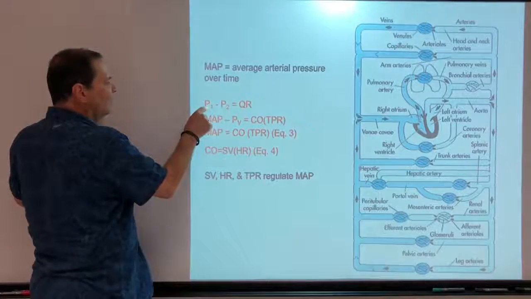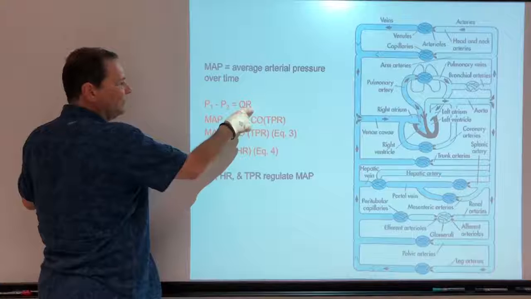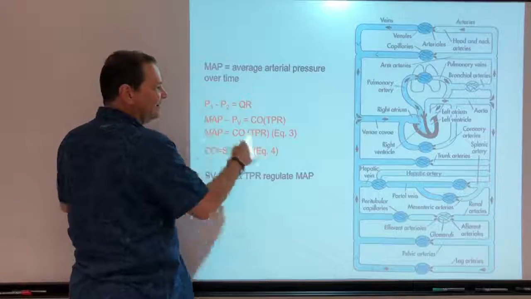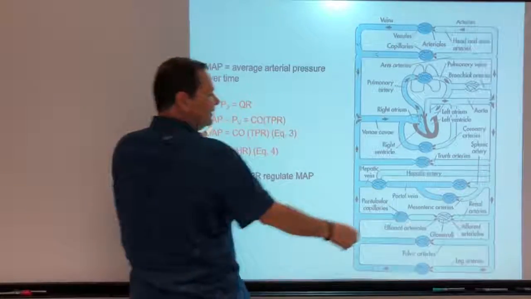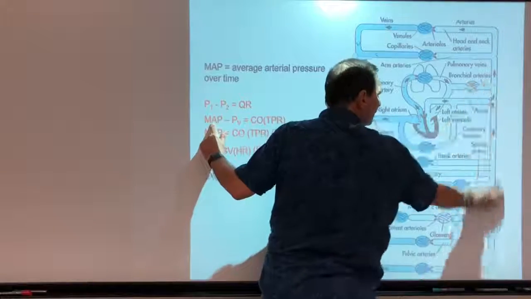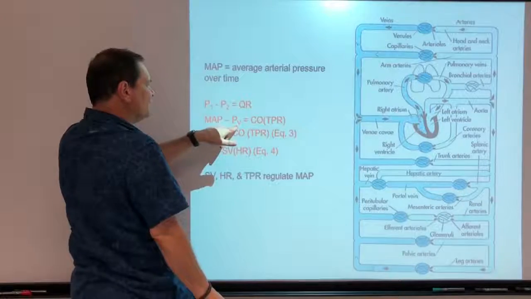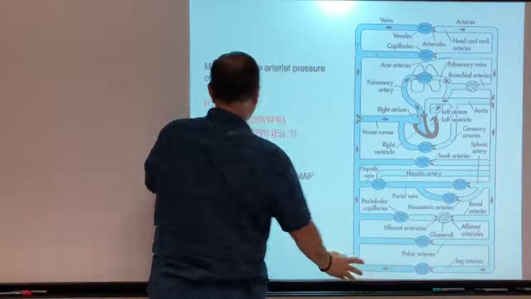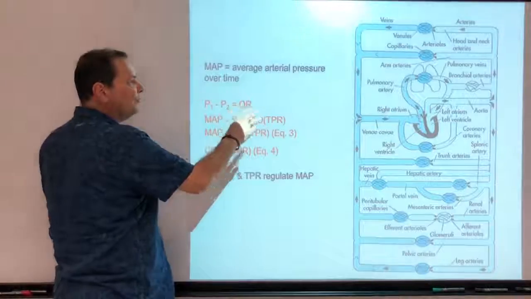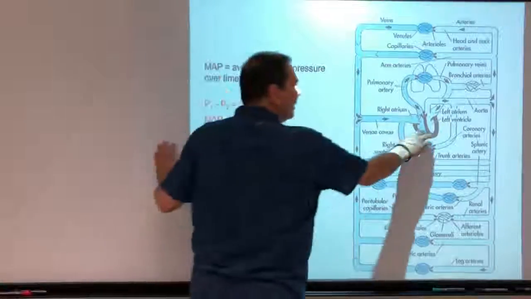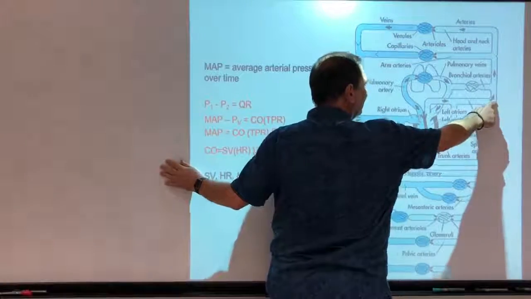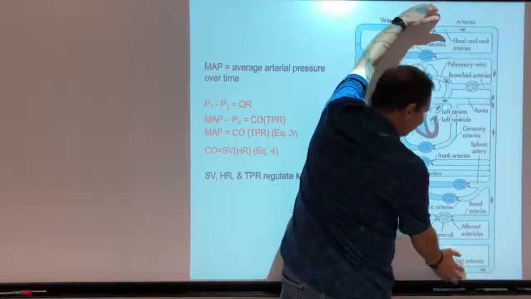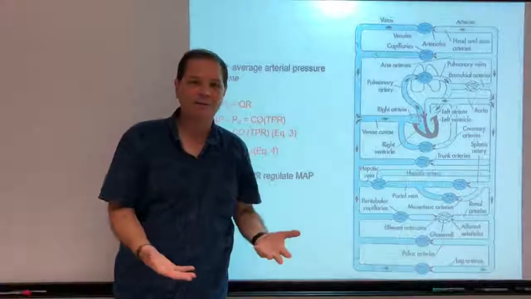So we talk about Ohm's law. We have pressure 1 minus pressure 2 equals flow times resistance, okay? V equals IR. And in this case, pressure 1 is your mean arterial pressure for the system. How much pressure do I have in the large arteries? Pressure 2 is the venous pressure. How much pressure do I have in the vena cava and the large veins? Okay. The flow through the system is the cardiac output. If I'm outputting 5 liters per minute and I'm receiving 5 liters per minute over here, that means the total flow through the system is 5 liters per minute, okay?